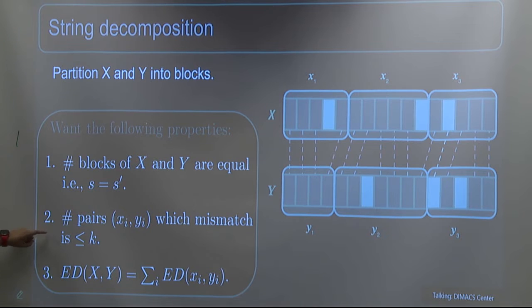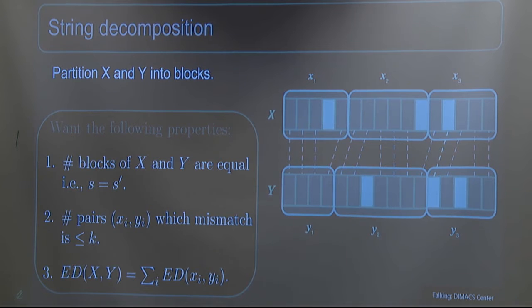Given this property and all the rest, what I can do is compute the edit distance of these pairs and then sum them up to get my whole edit distance. But this can even be achieved if I take a single partition, like x as a single block and y as a single block, right? So I need some property on the size of the blocks.